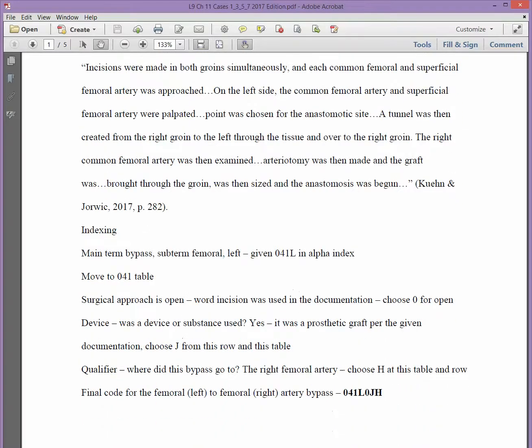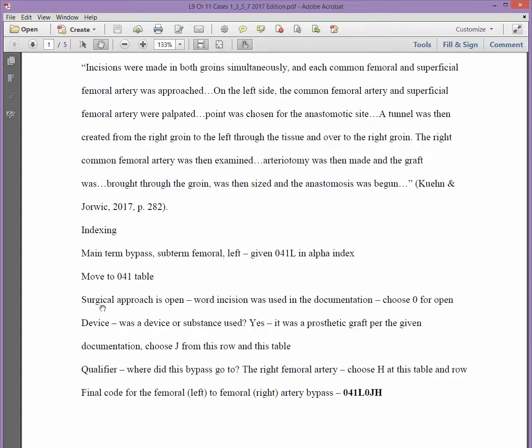So for our indexing, when we move to the ICD-10 PCS coding manual, we're going to index the main term of bypass. Its subterms are anatomy, which is femoral left. We're given 041L in the alpha. As per our process, we then move to the 041 table. We verify the L, and we then make our choices for the rest of our code.